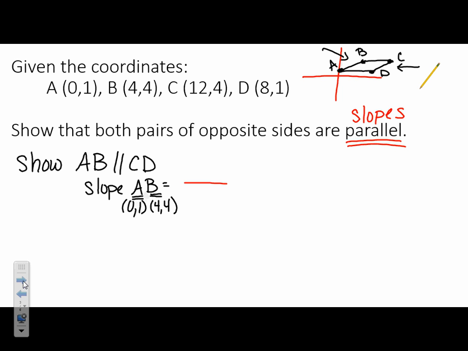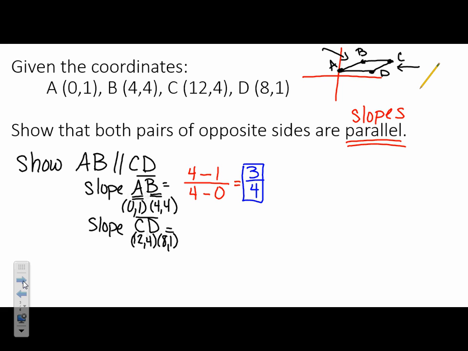Slope is y from the second point minus y from the first point, x from the second point minus x from the first point. And I'll go ahead and calculate that. 4 minus 1 is 3. 4 minus 0 is 4. So the slope from A to B is 3/4. Now I need to compare that to the slope of CD. Okay, slope of CD. So the slope from A to B, the slope from C to D. I need to do the same thing because I'm trying to show that those lines are in fact parallel to each other using math and what's called coordinate geometry here, okay?